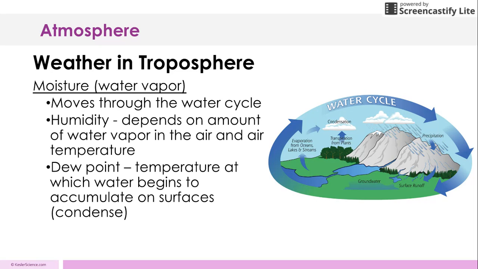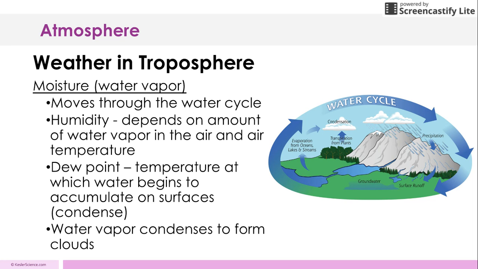Dew point is our next keyword. Dew point is the temperature at which water begins to accumulate. Accumulate, like we might have accumulation with snow, water, rain, ice. Those are some things with accumulation on surfaces. Water vapor can condense to form clouds. So the reason why we have clouds is due to water vapor.